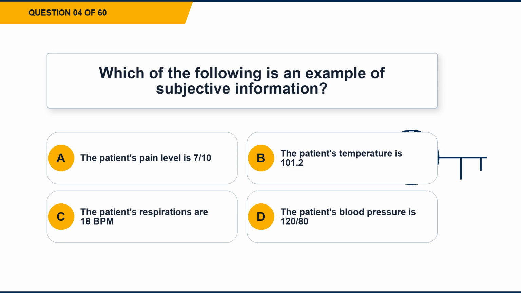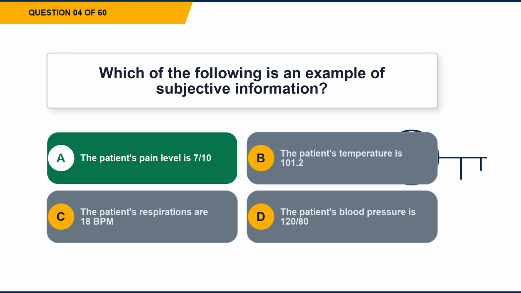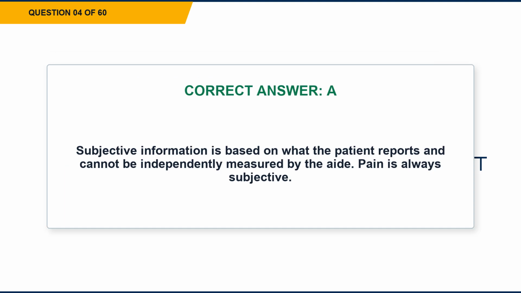Question 4. Which of the following is an example of subjective information? Option A. The patient's pain level is 7/10. Option B. The patient's temperature is 101.2. Option C. The patient's respirations are 18 breaths per minute. Option D. The patient's blood pressure is 120/80. The correct answer is option A. The patient's pain level is 7/10. Explanation. Subjective information is based on what the patient reports and cannot be independently measured by the aide. Pain is always subjective.